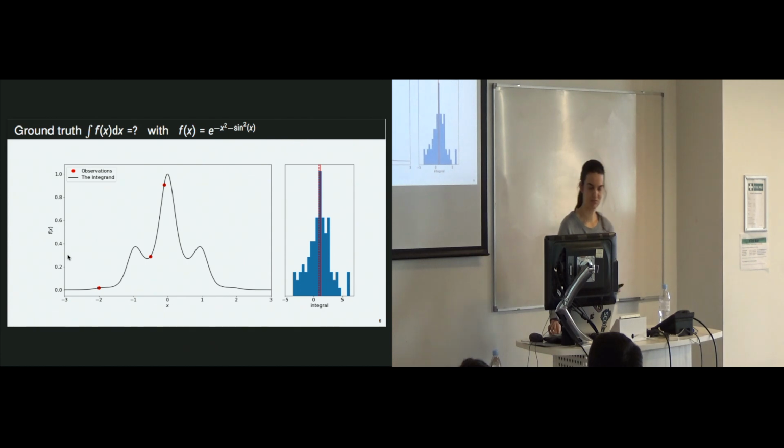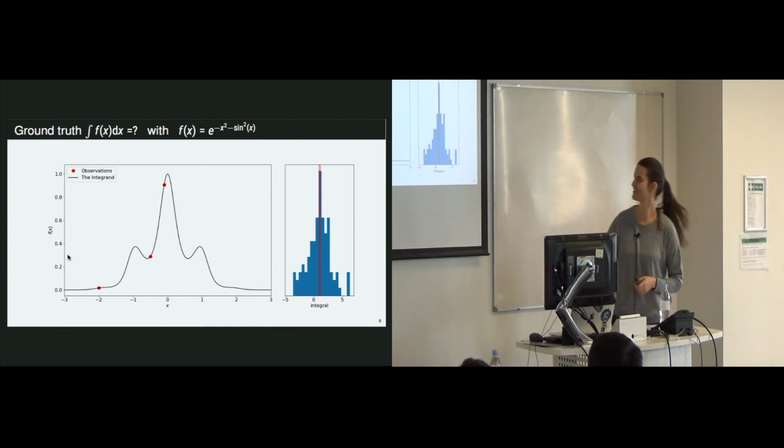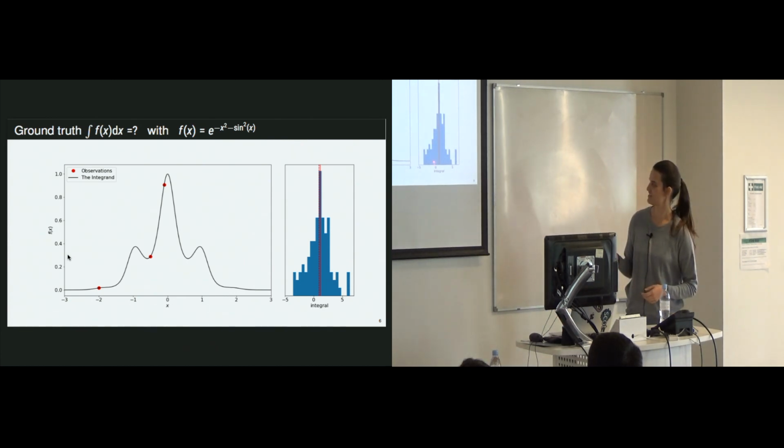So just for people who are interested, this is the ground truth. And even with our 3 points, we kind of got the mean of our distribution here on the right. I don't remember which one is which, but they're very close together. One is the ground truth, one is the mean of this distribution.